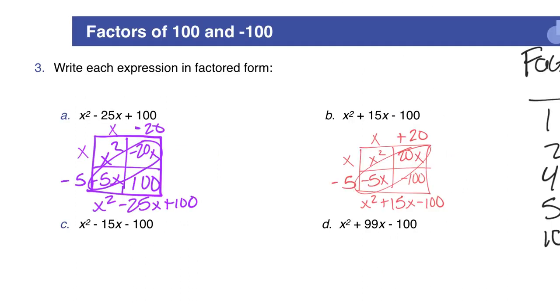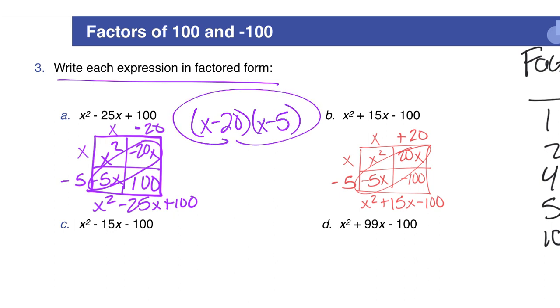And I'm going to back up here because these are not technically your answer yet. We need to write them in factored form. So going back to A, our factored form would be x minus 20 times x minus 5. That is your answer. The diagram is just showing your work. In B, your answer is x plus 20 times x minus 5. Those are the two things that are being multiplied to get back to your standard form.